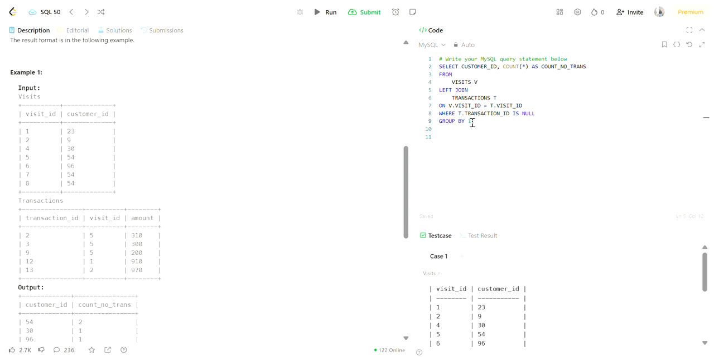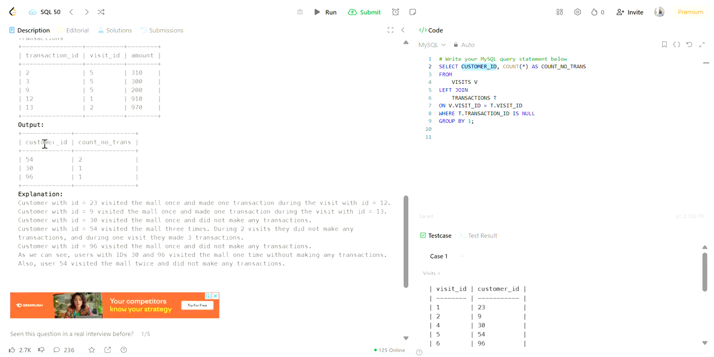So group by one. One is actually the column in order. So it is appearing at first. So we can write one. We can also group by customer ID. We can write like that, or we can simply just write one to represent the first column. So we are grouping by customer ID and we are just counting all of such rows. And this is how it should look like: customer ID and count underscore no underscore traps. So this is the solution.